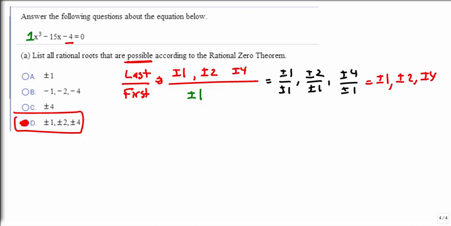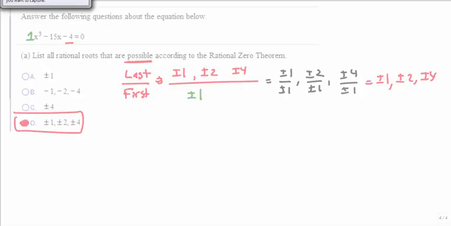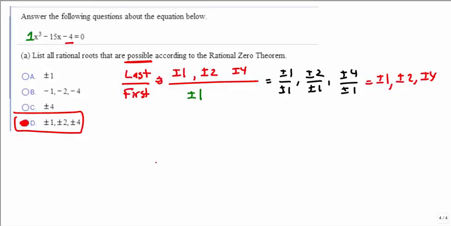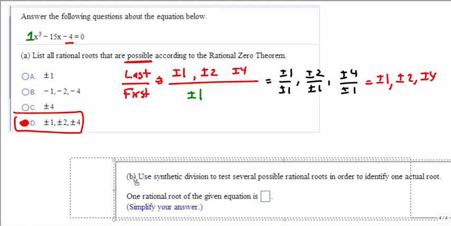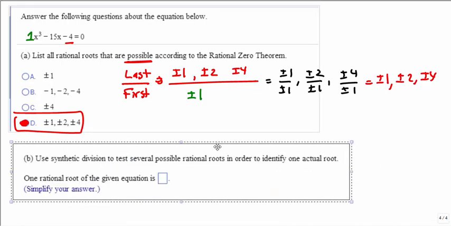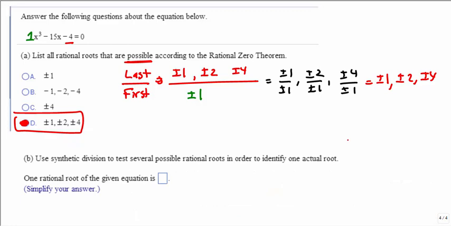So for our next part of this, it's going to say, okay, those are all the possible solutions. Use synthetic division to test a bunch of these. There's 6 to test, positive and negative 1, positive and negative 2, positive and negative 4. So it says just go through and randomly test a bunch of these until you come up with 0 as a remainder. Well, I think that's very tedious, so I'm going to graph this before I go any further.